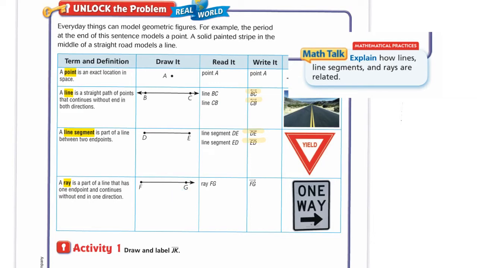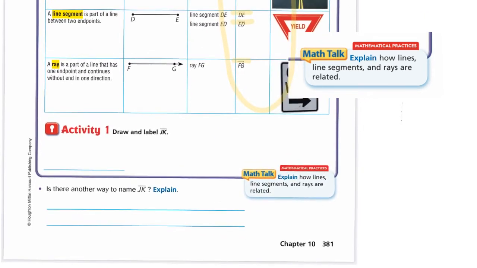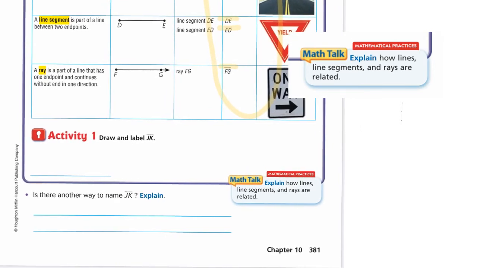And you can see here as well how you would indicate FG as a ray as opposed to a line segment or a line. This section right here is really important because on tests or quizzes, it's going to ask you to highlight or indicate line segment DE, and you're going to have to be able to find that section of the greater line, if that makes sense. Hopefully it does.